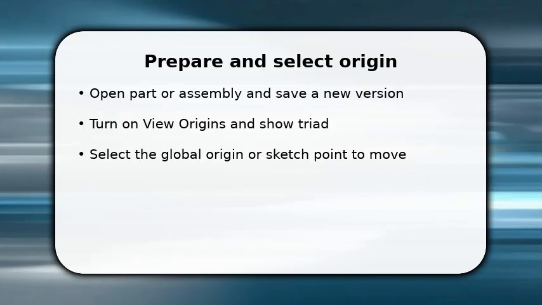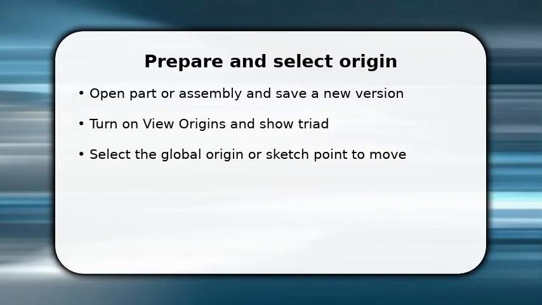You start by opening the model and immediately saving a new file so you can roll back if needed. Once done, display View Origin so the triad is visible. This gives you a visual reference.